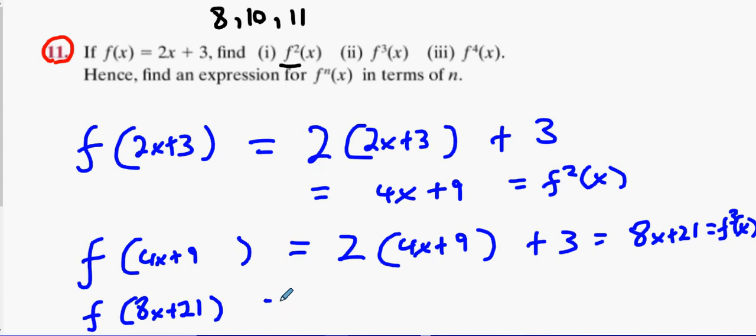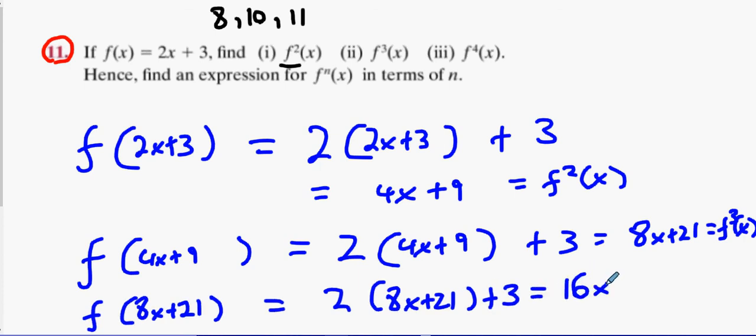And now finally f4x is going to be the answer we just had. And do it one more time. And what do we get for that? 16x plus 45 equals f4x. Hence, find an expression for fnx in terms of n. Ouch. Technically, we haven't done sequences and series yet, have we? No. So unfortunately, this question can't be done yet.